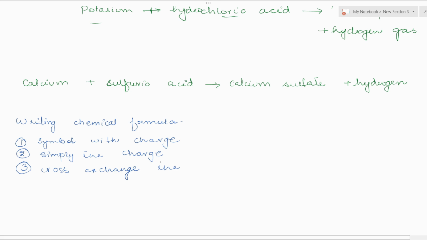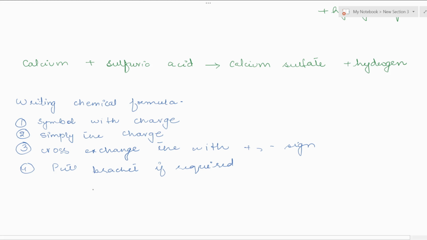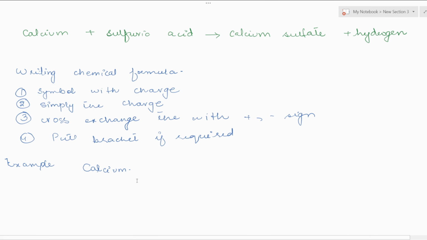without plus minus sign. Put bracket if required. Okay, let me give you an example. Let's start with the simplest example. Calcium and chloride. Now you need to tell me the symbol. Let's start with step number one. What is the symbol and charge of calcium and chloride?